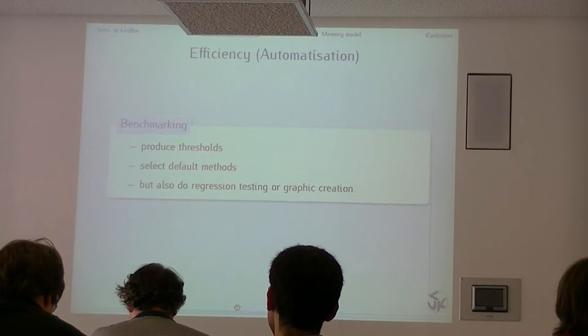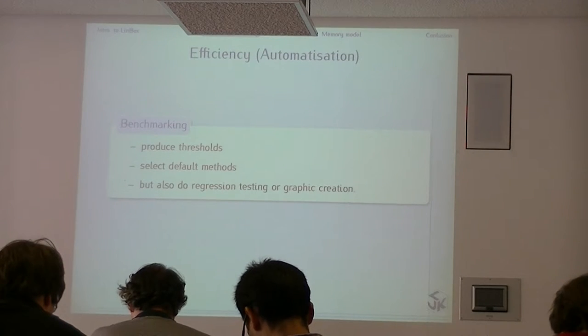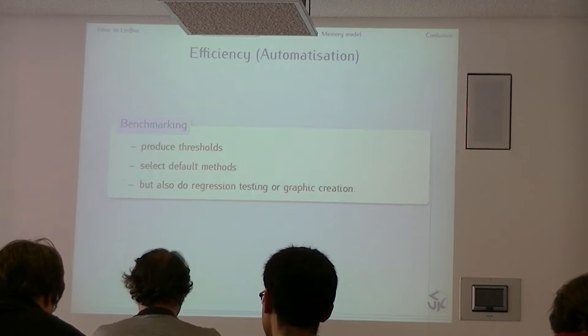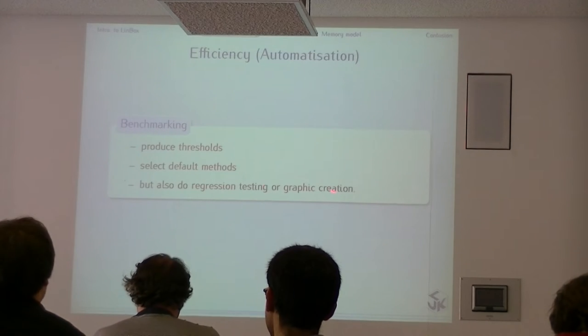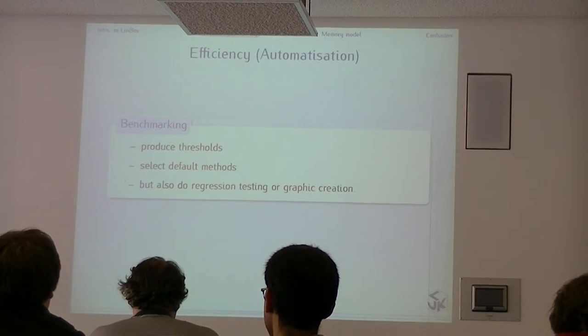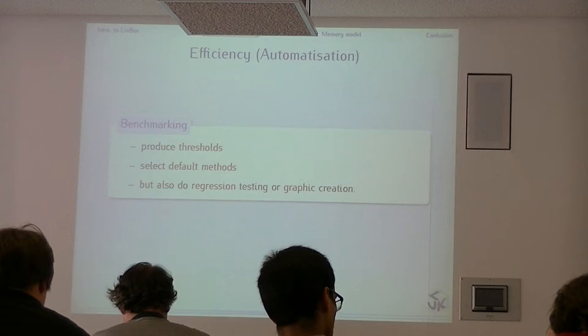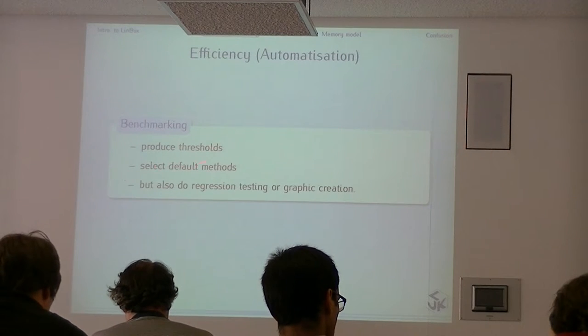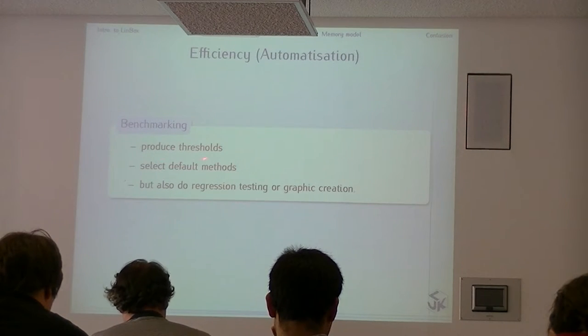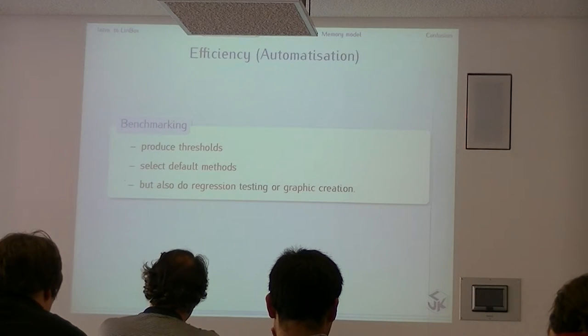And as other good things, it can simply produce graphics for the user. It's nice. It can produce regression testing for the developer. It's nice as well. But the first goal was producing thresholds and default methods, and the rest is just goodies that we really appreciate.